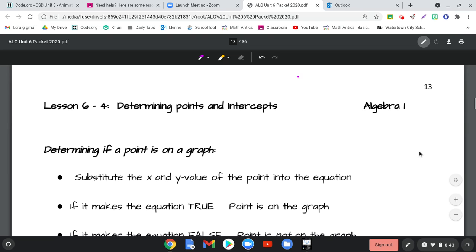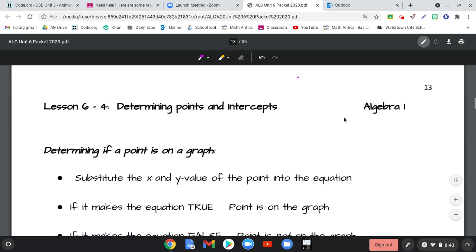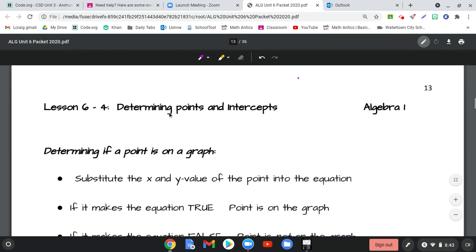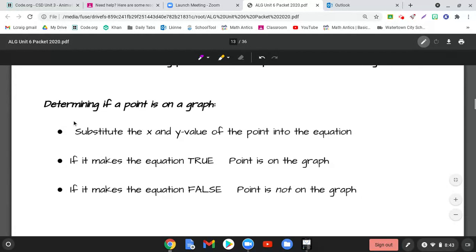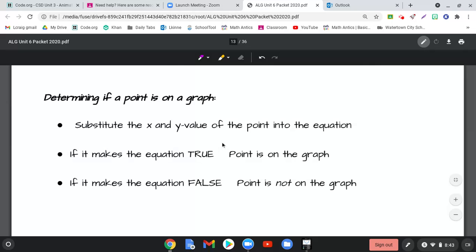Everybody. Today we're going to look at lesson 4, which is determining points and intercepts. So the first part of this is we're going to decide if a point is on a graph, if it falls on the graph, without actually graphing it. So basically, if I give you a point, the first number is your x, the second number is your y.